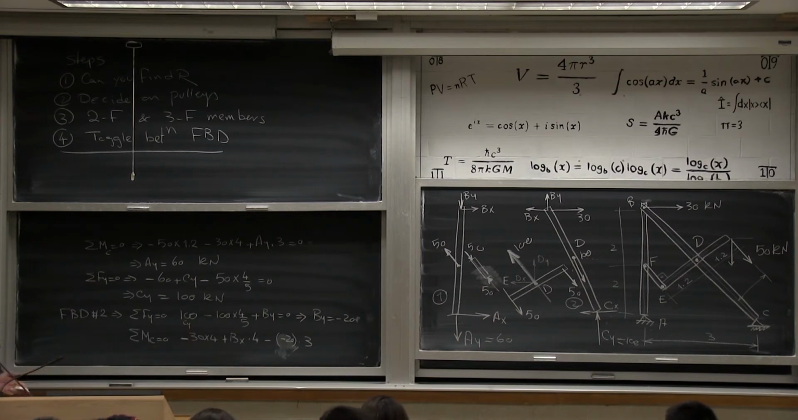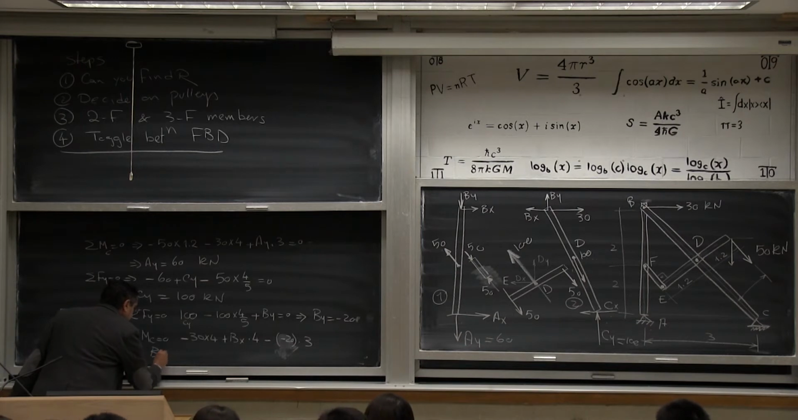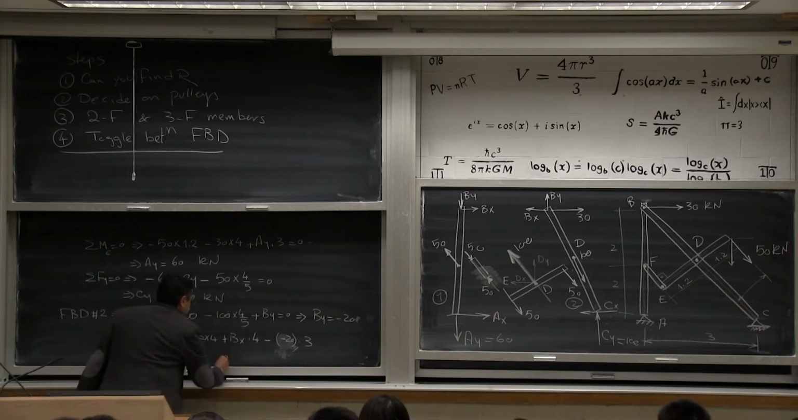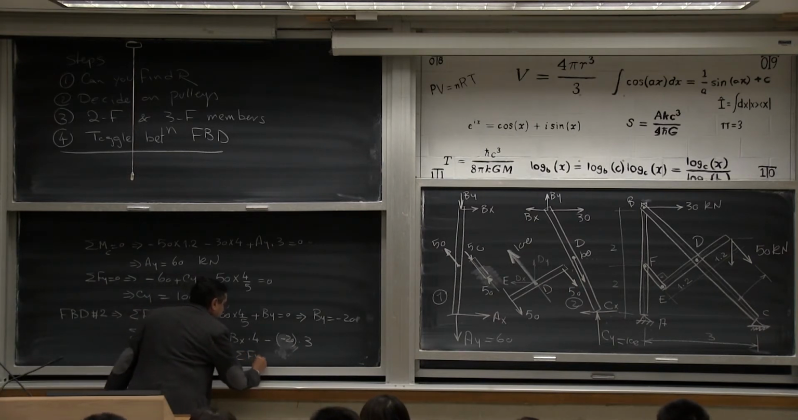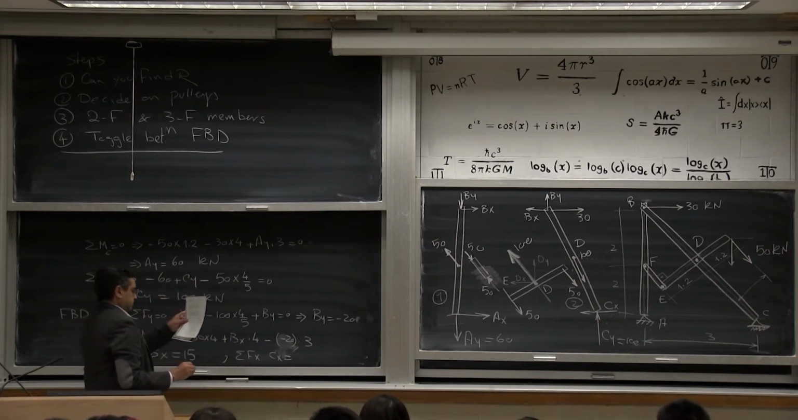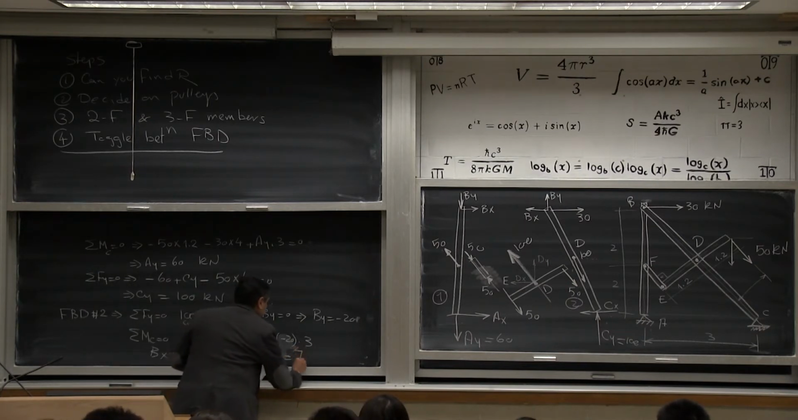So I decided not to change my free body diagram. Once I do that, I'll use the By as I got it with its sign. If you do that, you'll find that Bx will equal 15. And then you'll find sigma Fx, Cx equal 75.